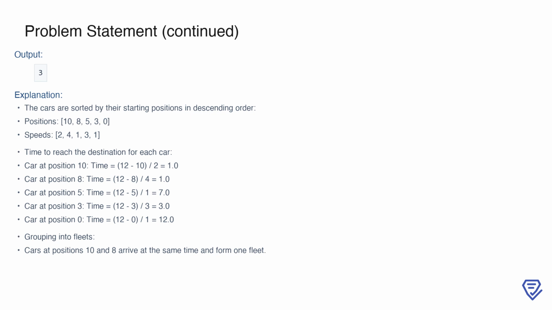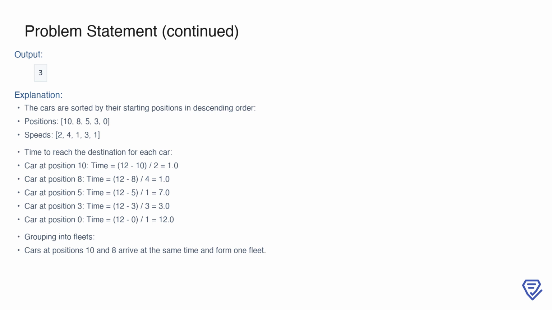First, we sort the cars by their starting positions in descending order. This gives us the positions as 10, 8, 5, 3, 0, and their corresponding speeds as 2, 4, 1, 3, 1. Next, we calculate the time each car takes to reach the destination. For the car at position 10, it takes (12 - 10) / 2, which is 1 hour. The car at position 8 also takes (12 - 8) / 4, which is 1 hour.